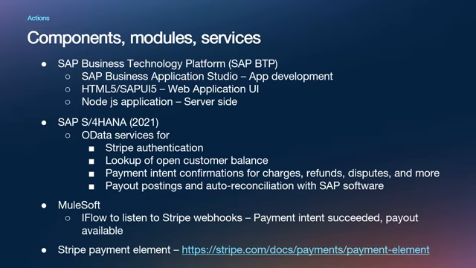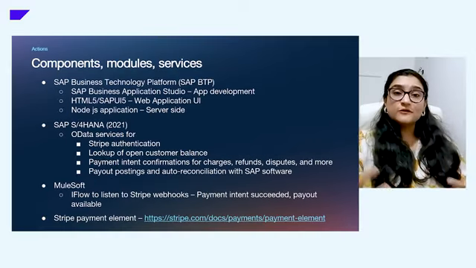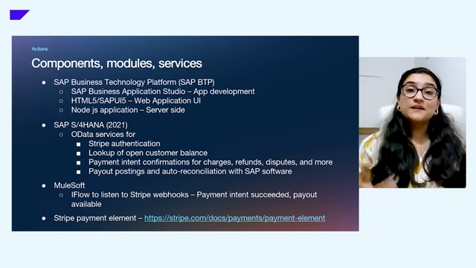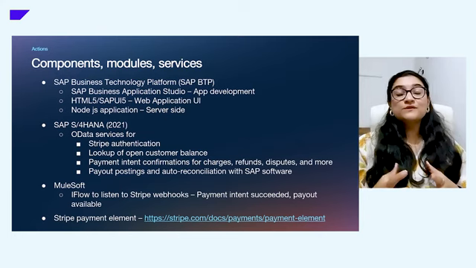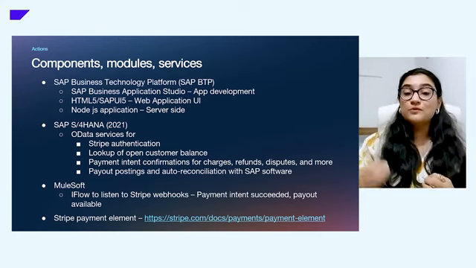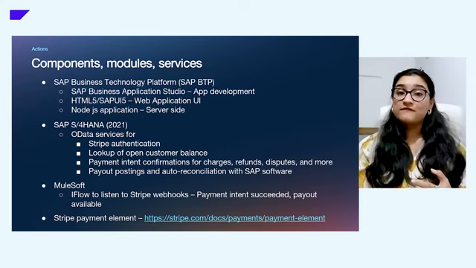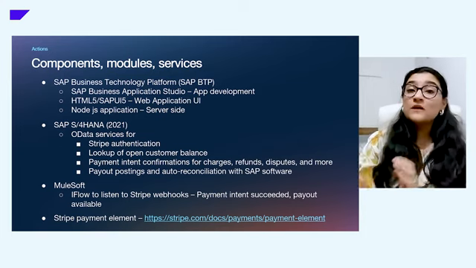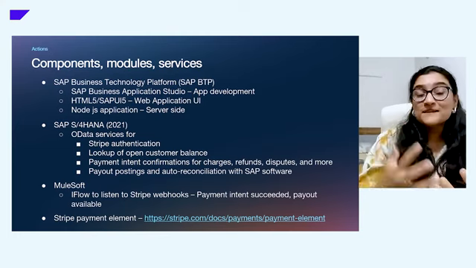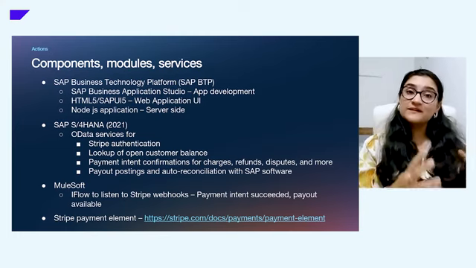The components, services, and modules involved in the solution architecture are mainly the SAP Business Technology Platform, S/4HANA ERP System 2021, MuleSoft integration layer, and Stripe as a PSP provider. We use the Business Technology Platform mainly for the Business Application Studio service. This was used to create and generate the UI application, a customer-facing internet-hosted application designed in SAP UI5, HTML5 technology.